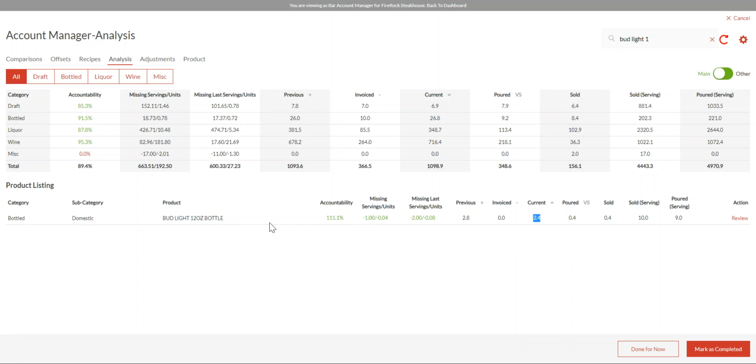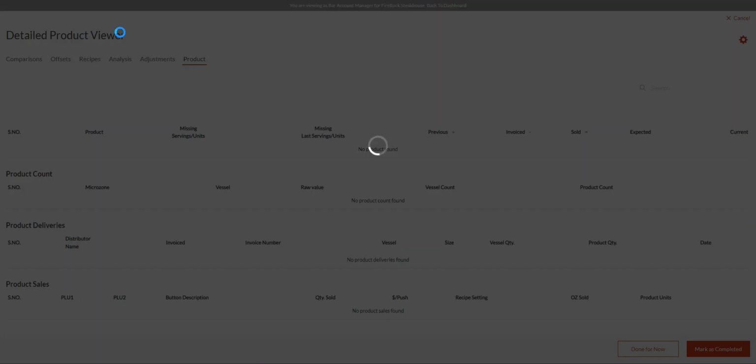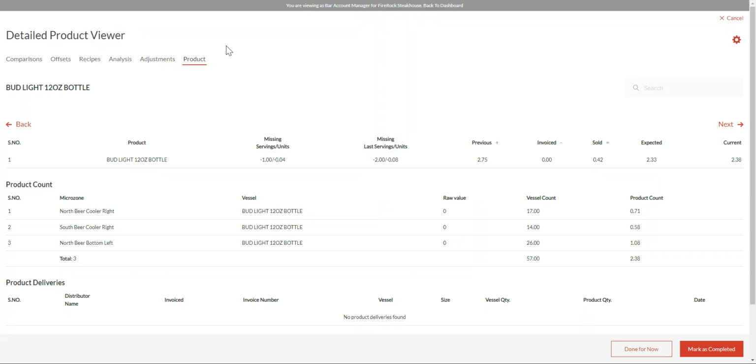So if you suspect a counting error, search for the item by name and look it up, and then click on review, where you'll come then to the detailed product viewer, which will break down all the information we're using to compile the numbers. And if you look under the subcategory here of product count, you can see all the occasions in the counting map where the item was counted, the microzone name, what was counted, and then the total product count. So that's how to check your counts.